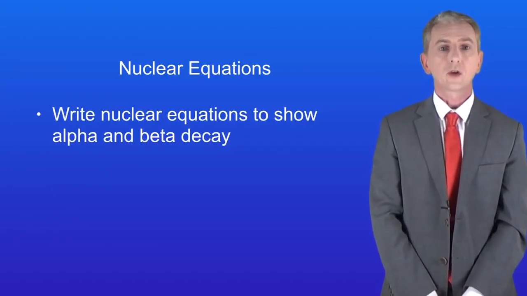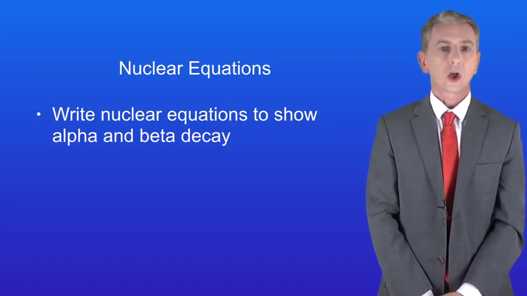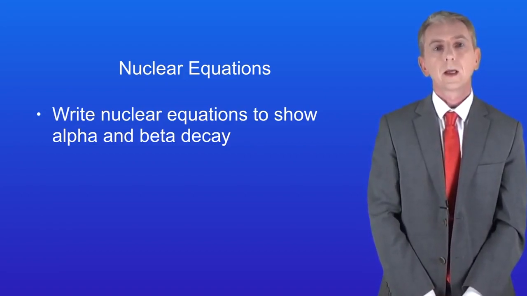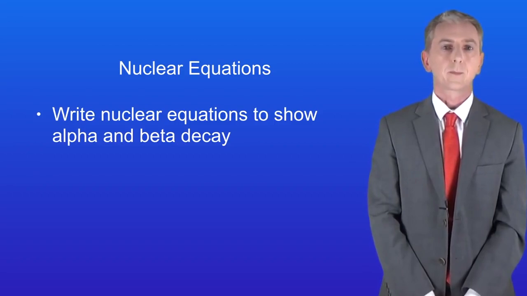By the end of this video, you should be able to write nuclear equations to show alpha and beta decay. Now, a nuclear equation shows us what's produced when a radioactive nucleus decays. This sounds tricky, but it really isn't if you just learn the rules that I'm going to show you. Let's start by looking at alpha decay.